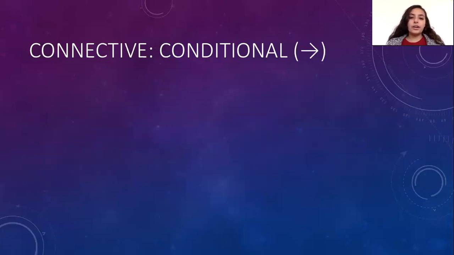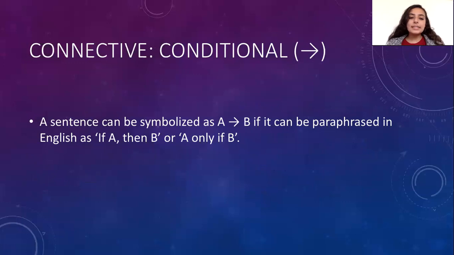Okay, so our fourth connective is the conditional, and that's conveyed by that arrow. So basically, the definition in the book is that a sentence can be symbolized as A conditional B if it can be paraphrased in English as if A then B, or A only if B.